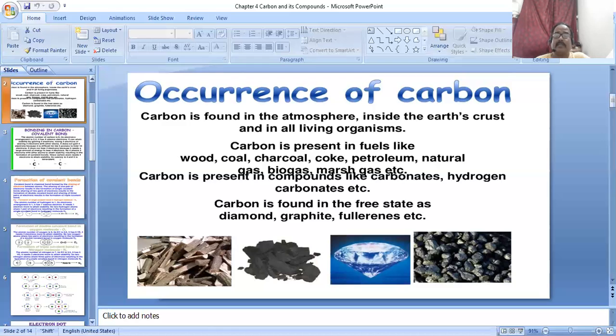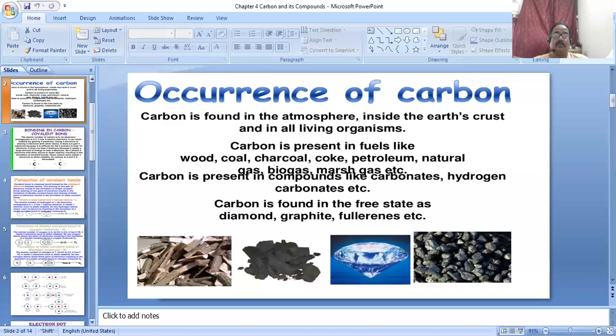And also, dear students, carbon is used: we calculate the value of moles with the help of C12, meaning atomic number 6 and atomic mass 12. And C6 14, meaning atomic number 6 and mass 14, is used to determine the age of fossils. If any fossil, we calculate its age with the help of carbon-14. Okay, so this is some information related to carbon.